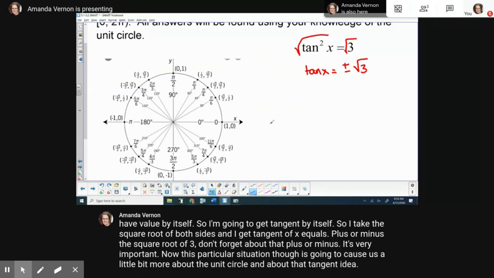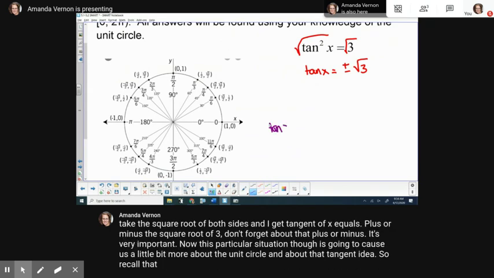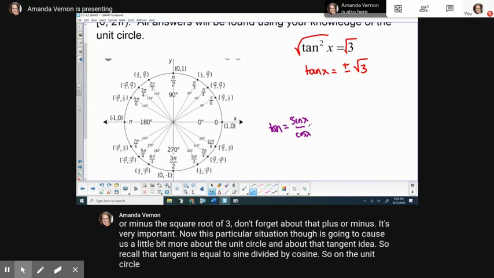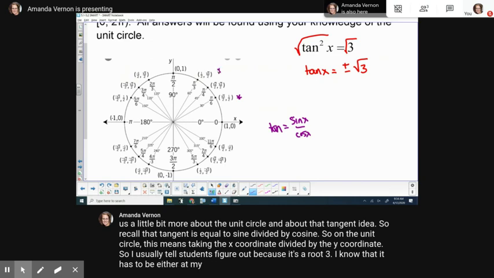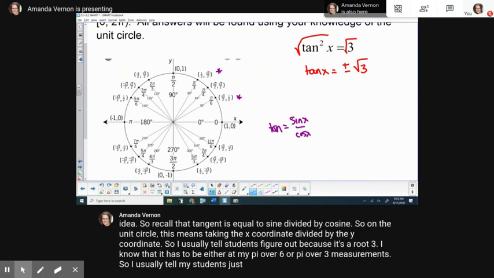So recall that tangent is equal to sine divided by cosine. So on the unit circle, this means taking the y-coordinate divided by the x-coordinate. I usually tell students, because it's a root 3, I know that it has to be either at my pi over 6 or pi over 3 measurements. So I usually tell my students, just pick one and divide it. If it doesn't equal it, the other one should.